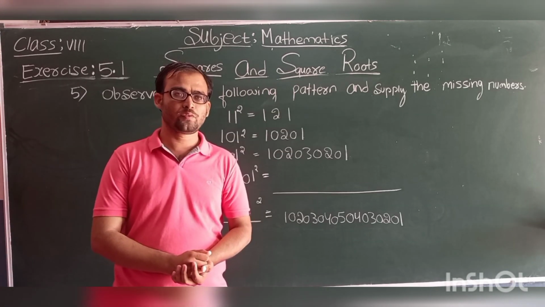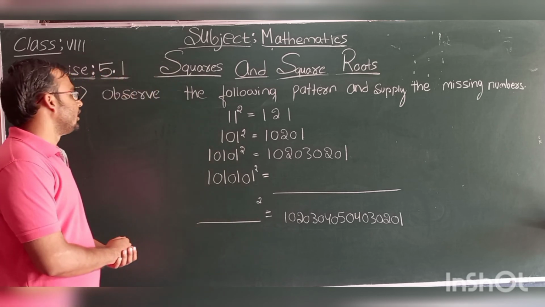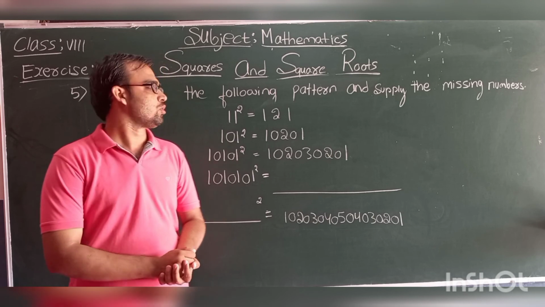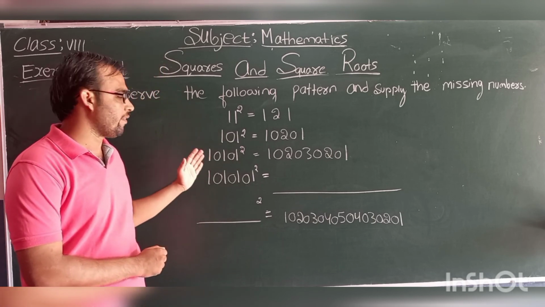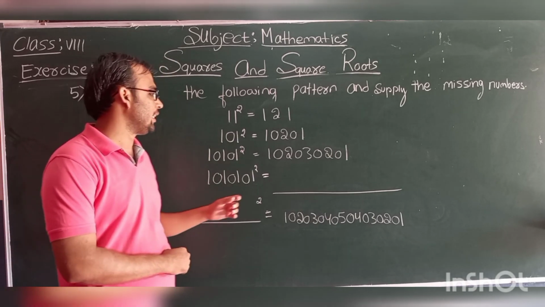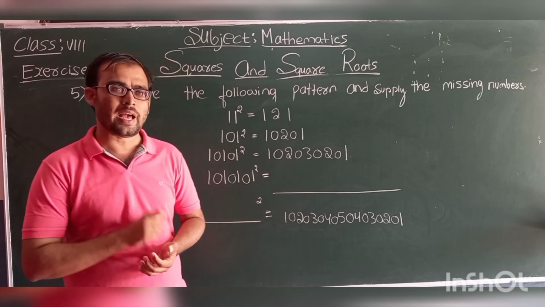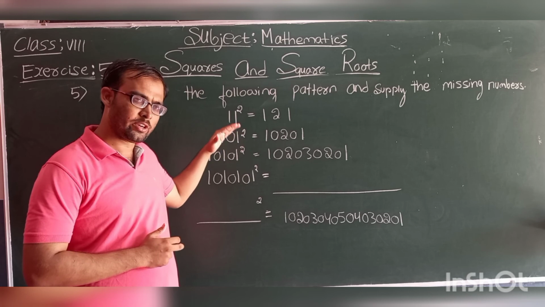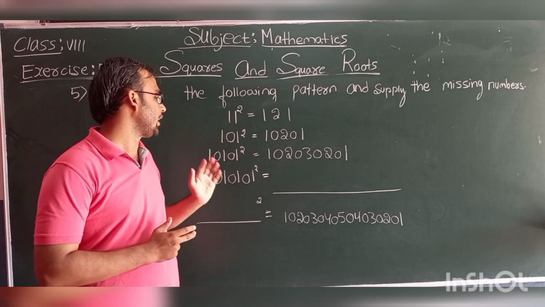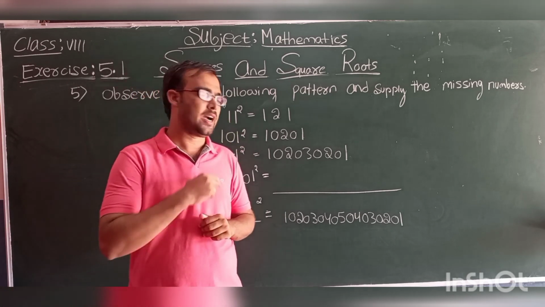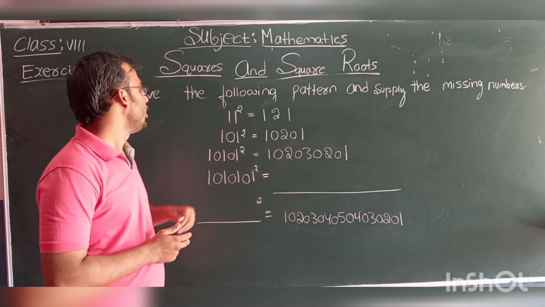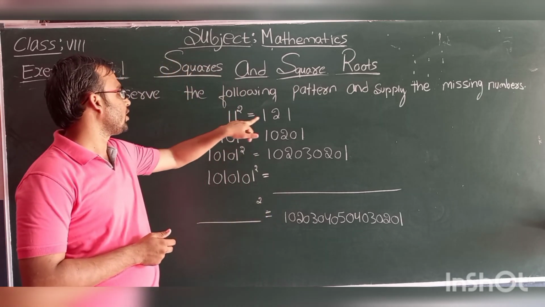Students, let us solve the fifth question. What they have given: observe the following pattern and supply the missing numbers. Here again they have given some pattern and we need to fill the blanks. Students, as I have told you earlier, whatever may be the number of ones, that number of natural numbers we need to write, and after that we need to start writing the numbers in decreasing order. So look at here, 11 squared is what?